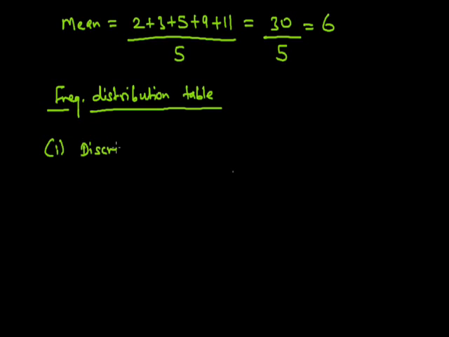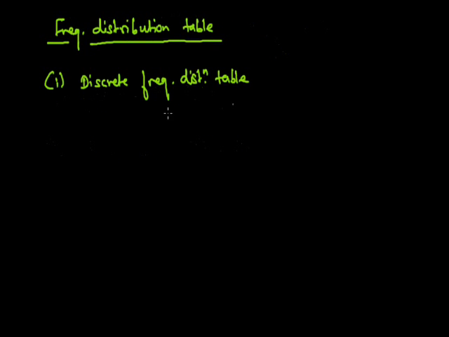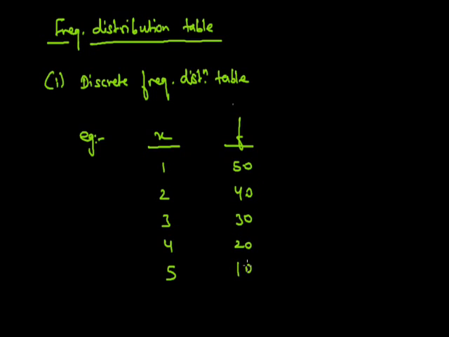So if a discrete frequency distribution table is given, first we'll take an example with some observations and frequencies. Let's take observations as x and frequencies as f. Observations: 1, 2, 3, 4, 5. Frequencies: 50, 40, 30, 20, and 10.